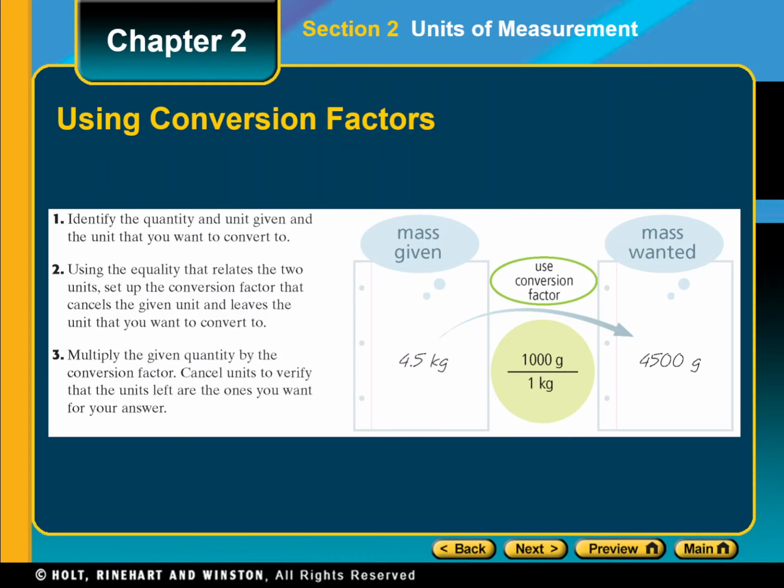Using conversion factors. Step 1. Identify the quantity and unit given and the unit that you want to convert into. Step 2. Use the equality that relates the two units. Set up the conversion factor that cancels the given unit and leaves the unit that you want to convert into. And step 3. Multiply the given quantity by the conversion factor. Cancel units to verify that the units left are the ones that you want for your answer.